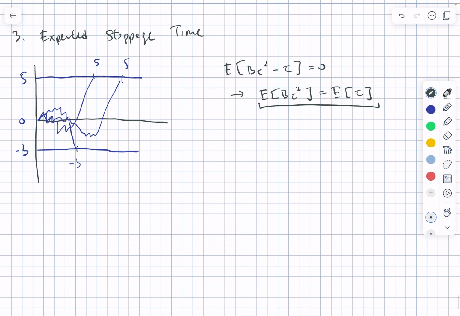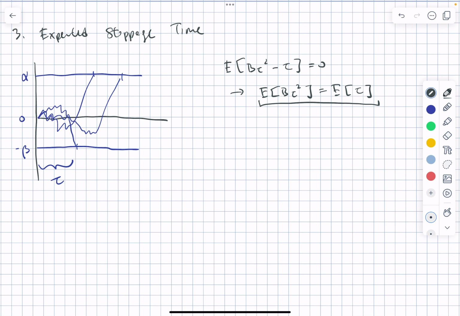So now we're going to calculate the expected stoppage time of a Brownian motion, and instead of 5 and -3, we're going to change those to variables. So we're going to change that to be alpha and -beta. And now we're looking for the expected value of tau, which is how long it takes to reach either alpha or -beta.